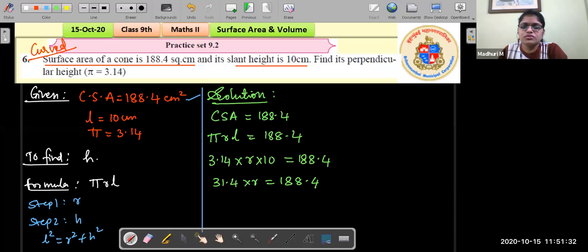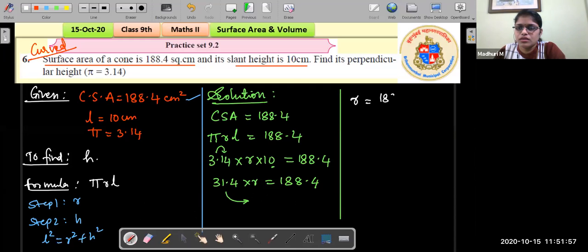Now remember, students, what happened here? Whenever we are multiplying by 10 or multiples of 10, the decimal point will move to the right. So here there was 1 zero, so the decimal point moves 1 digit. And now what will be the next step? Shift this 31.4 to the other side. So that would give us the radius. R equals 188.4 divided by 31.4, right?